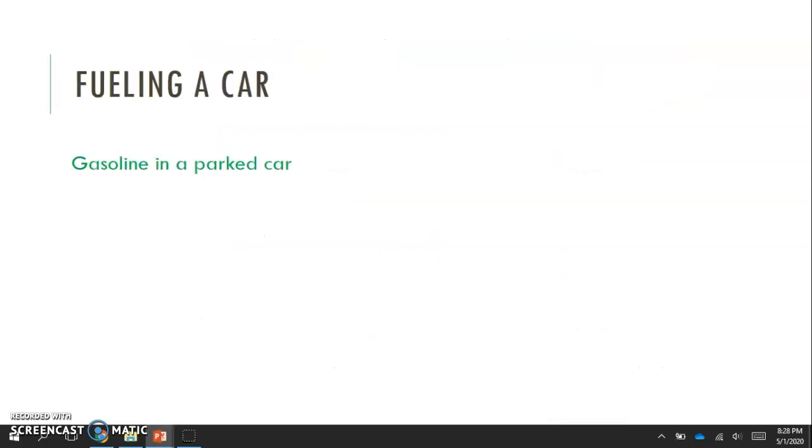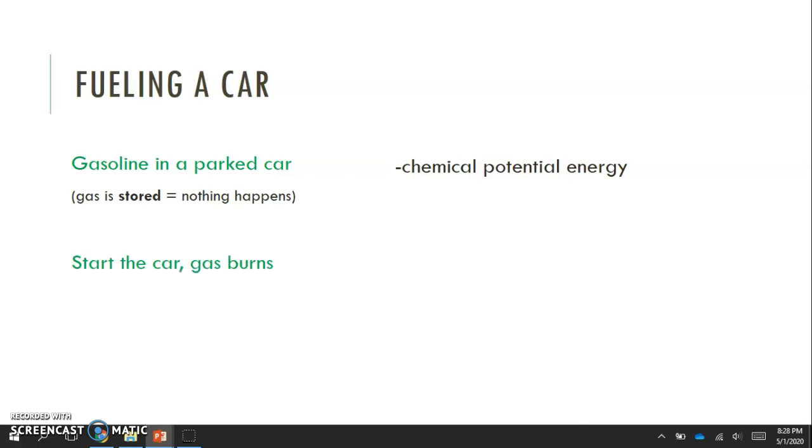Another example of potential to kinetic energy is if we think about fueling a car. Your car is parked in the garage or the driveway, whatever. You've got gasoline in it, and the gas is stored, nothing's happening. If the car is sitting idle, it's not going anywhere. So that gasoline has potential energy, and it's chemical potential energy. That chemical energy is located in the chemical bonds of the gasoline.